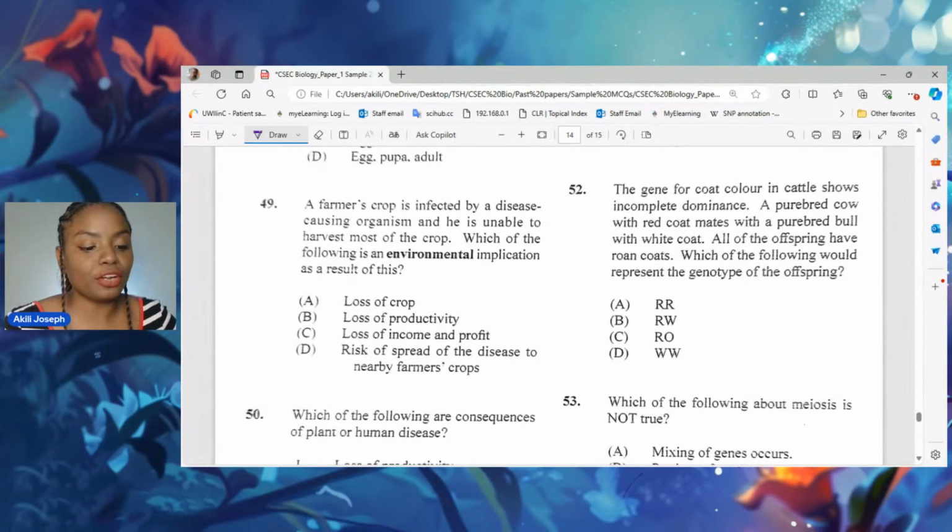49, a farmer's crop is infected by a disease-causing organism and he is unable to harvest most of the crop. That's something real tough. Which of the following is an environmental implication as a result of this? Right? So again, you're looking at an environmental impact, which is going to be D, the risk of spread.